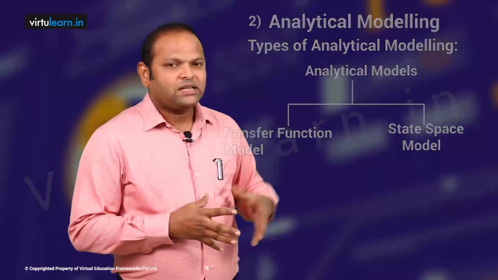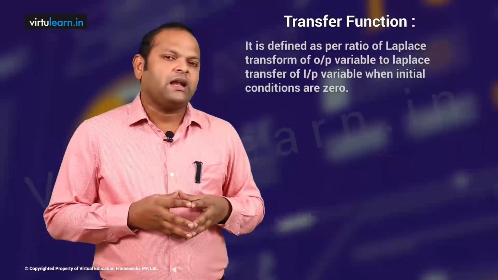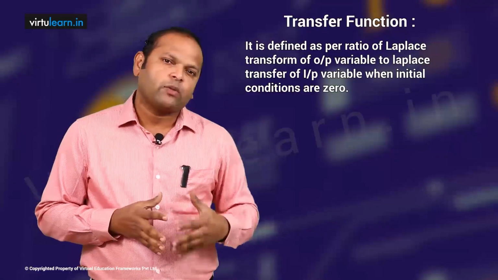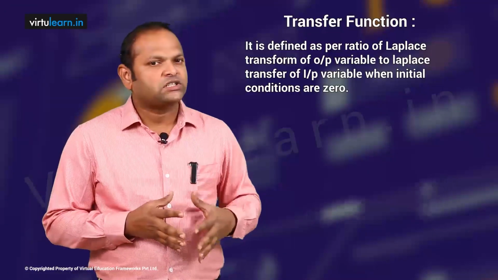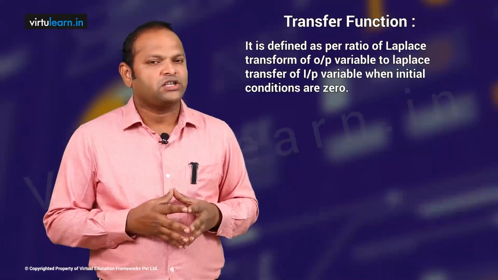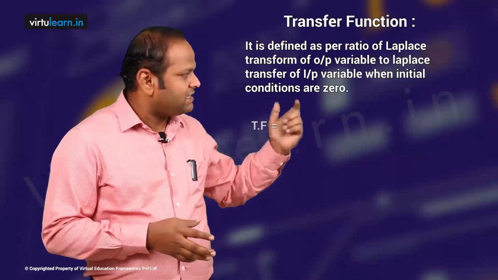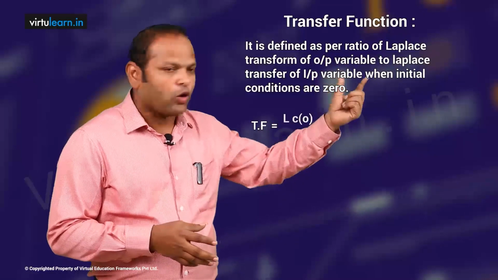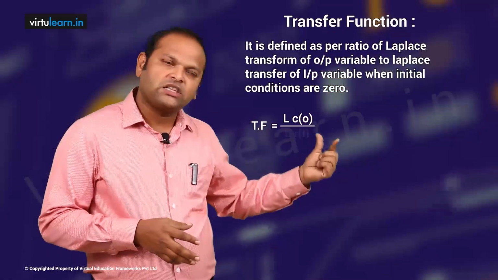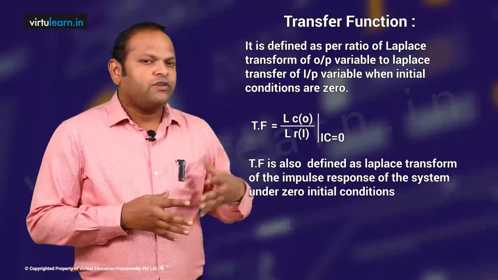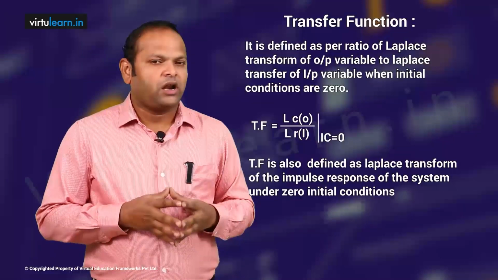Now let us look at what the transfer function of the system is. The definition of the transfer function goes like this. The transfer function of any LTI system is defined as the ratio of the Laplace transform of the output variable to the Laplace transform of the input variable under 0 initial conditions. So how can you write the transfer function? The transfer function is equal to the Laplace transform of output by the Laplace transform of input under initial conditions 0. So we always assume the initial condition 0 in the transfer function model.